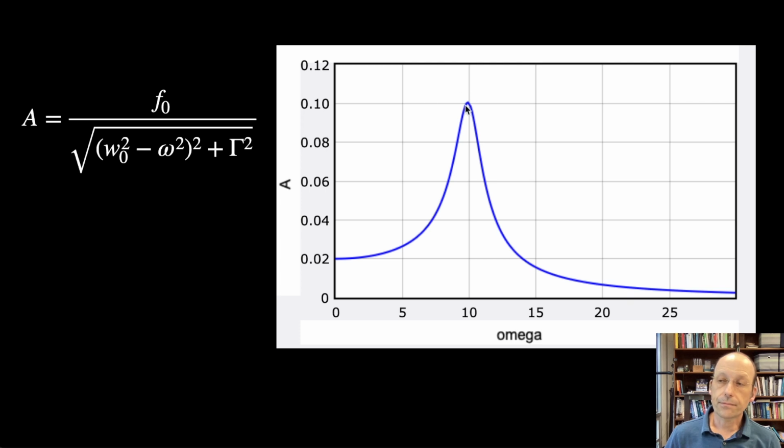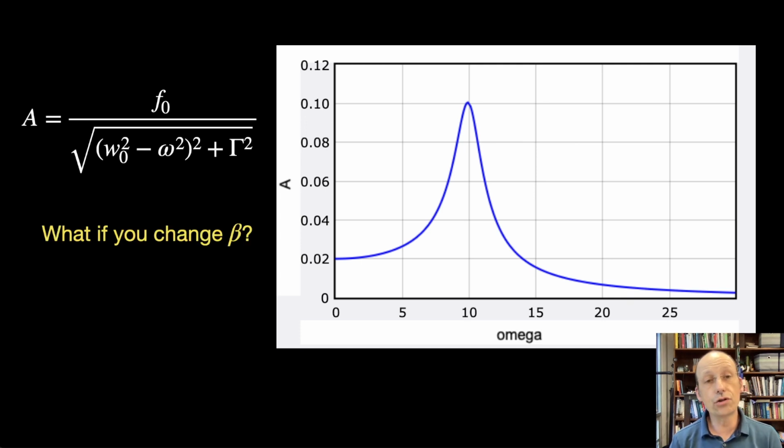Now, this peak would be when this term on the bottom is the smallest. Well, gamma can't be 0, right? So it's not going to be 0. And this term can be 0 when omega 0 is equal to omega. And actually, you look right here, I actually have omega 0 of 10. So that's my resonance peak right there.